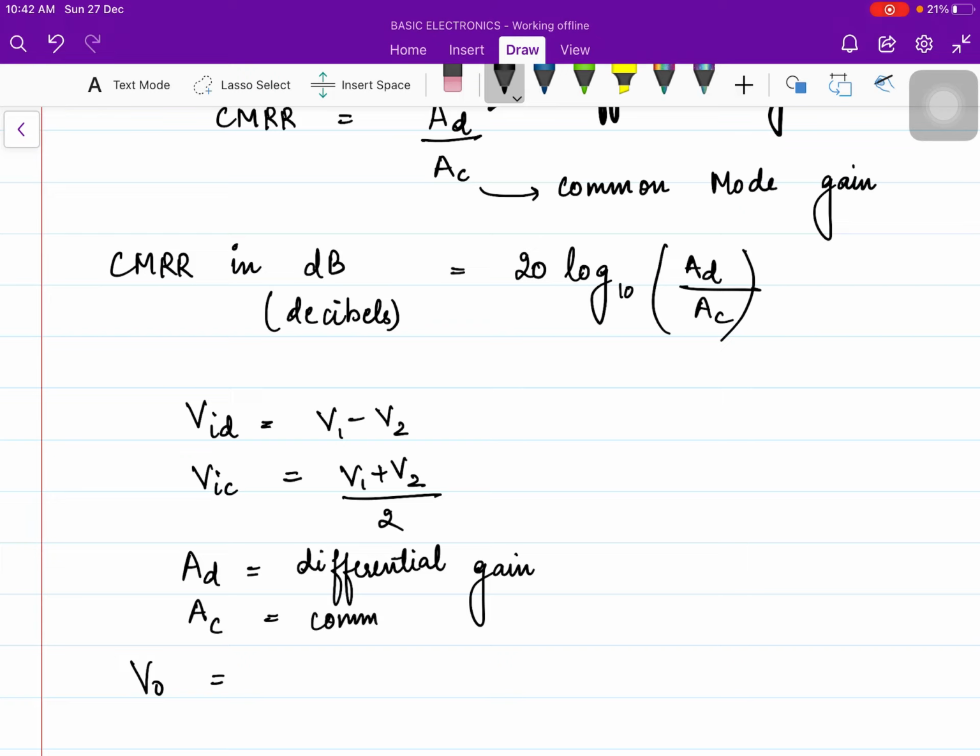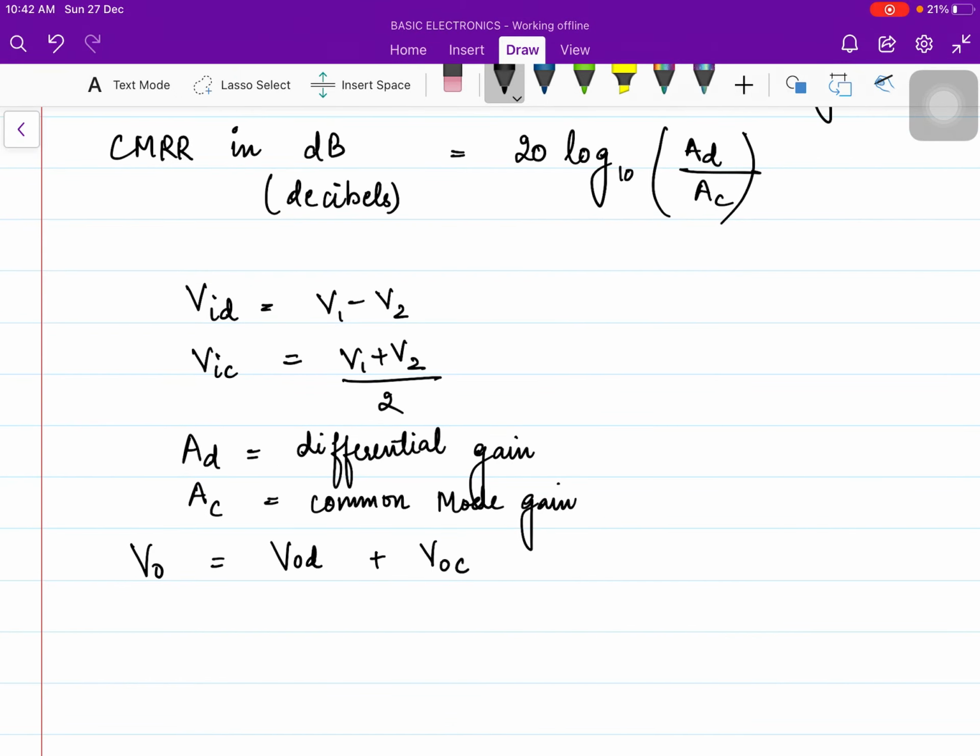Let me write it first. If you are asked what the total voltage is, you should always say it is the differential output plus the common mode output. Output is the gain multiplied by the input. So VOD is the differential output and VOC is the common mode output.